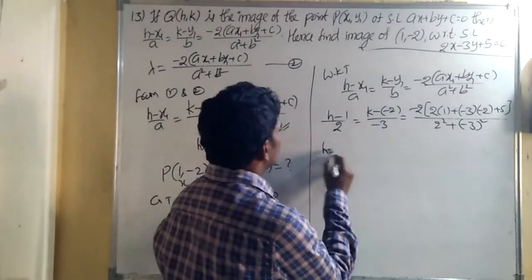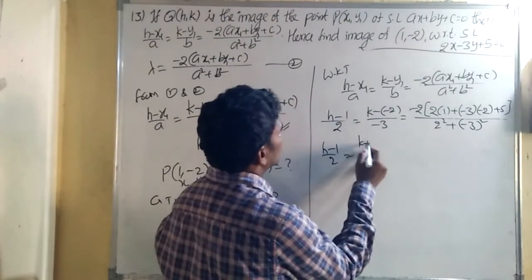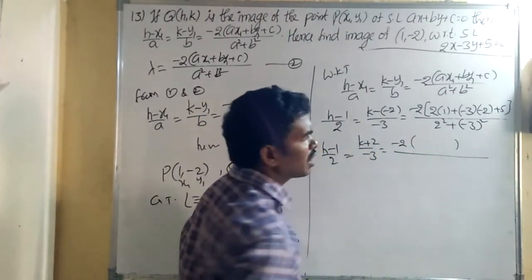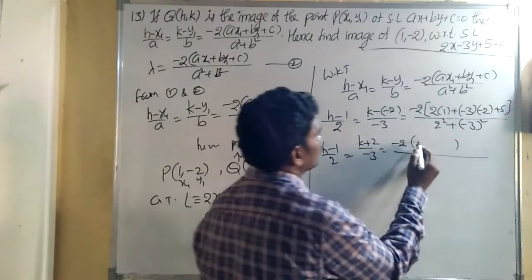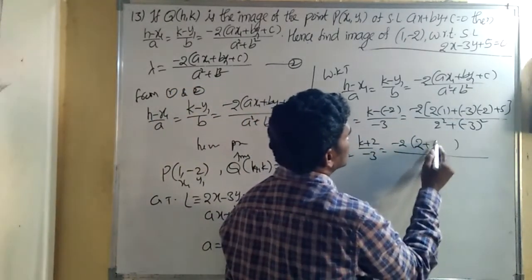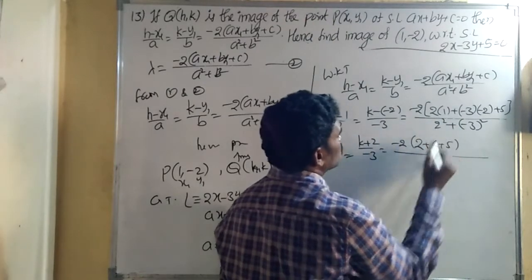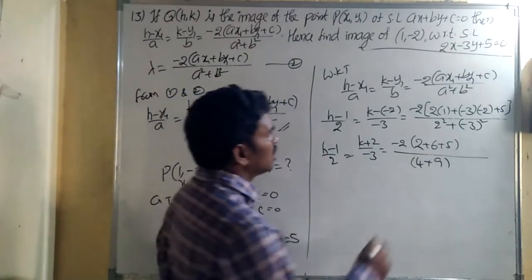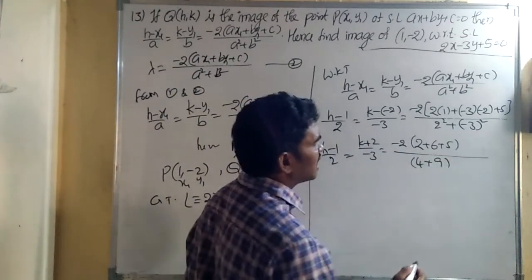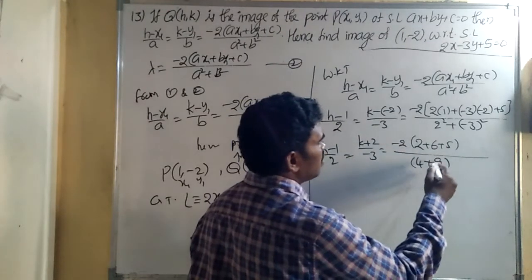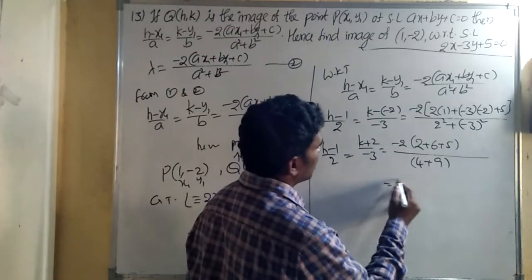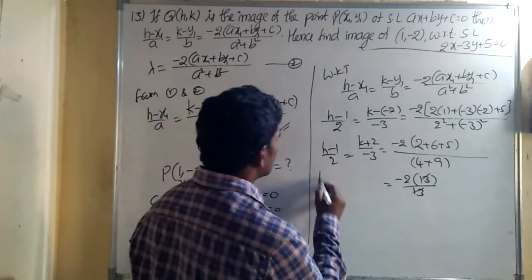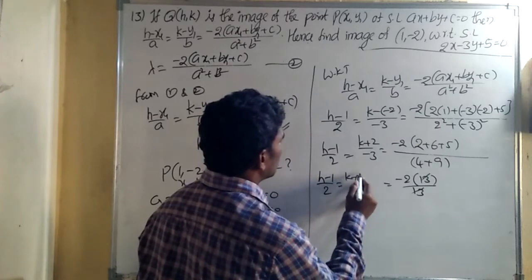Okay, so let us see. h minus 1 by 2, and k plus 2 by minus 3, is equal to minus 2 into (2 minus 3 into minus 2 plus 6 plus 5, as it is) by (2 square means 4 plus minus 3 whole square becomes 9). 2 plus 6 is 8, plus 5 is 13. So total becomes 13 by 4 plus 9, 13. Cancel. Okay, I am writing again: 2 into 13 by 13, 13 cancel. So this is actually h minus 1 by 2 is equal to k plus 2 by minus 3.